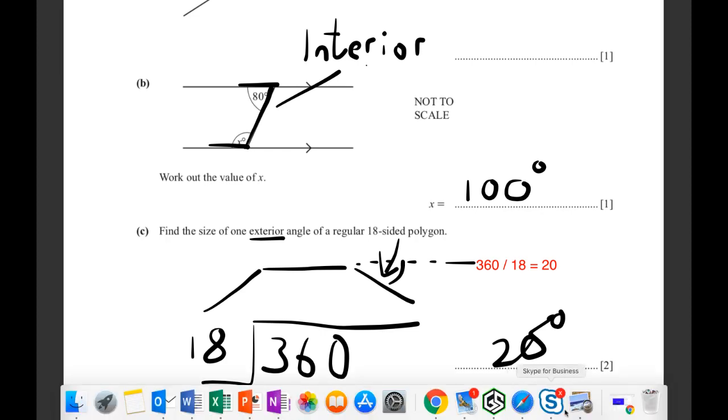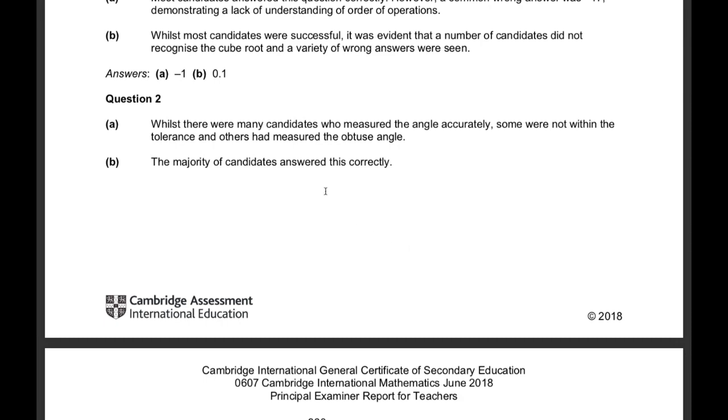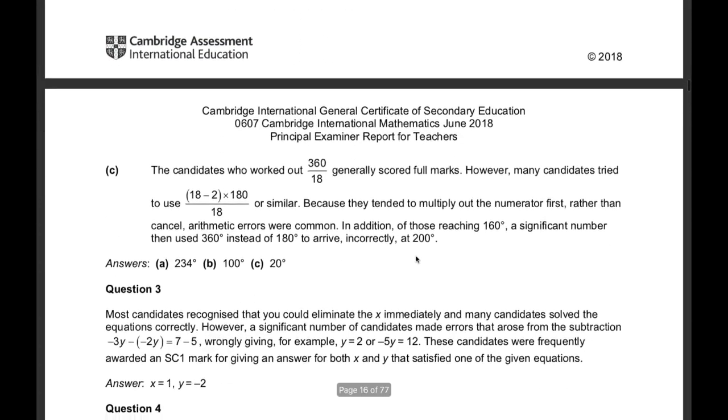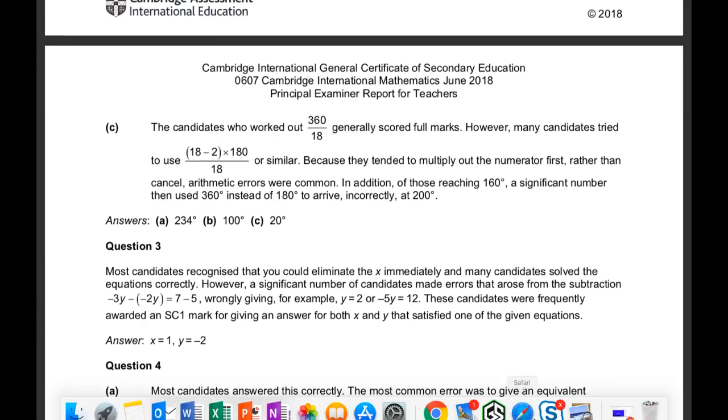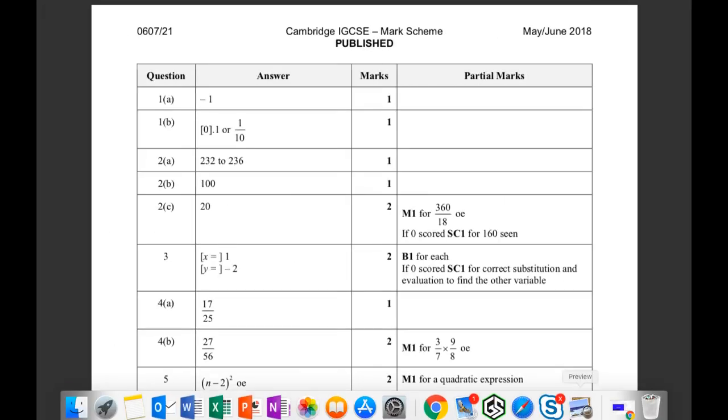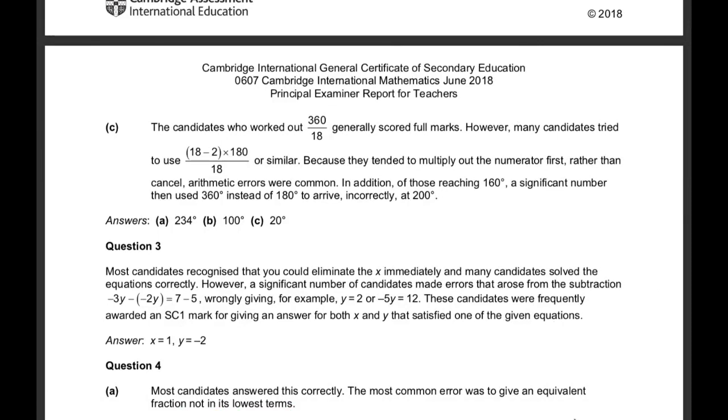If we go to the mark scheme, always worth checking. You'll see the majority answered 2b correctly with interior angles. Some people tried to use the n-2 formula, so n-2 times 180 over 18. That's fine, but you just need to be careful how you sort out the numerator. So try and avoid those errors by keeping those formulae you've learnt as simple as possible. Okay, so that was question 2. Let's move straight on to question 3.